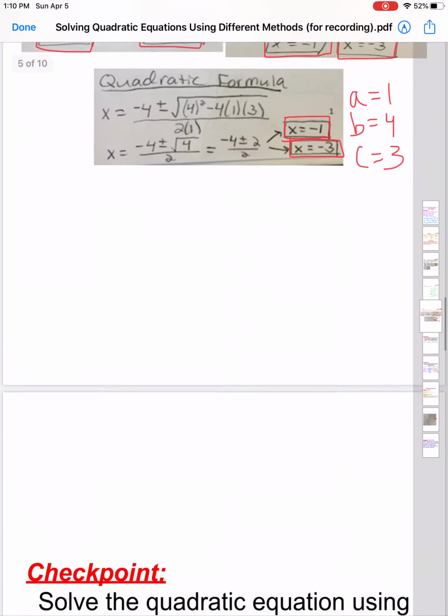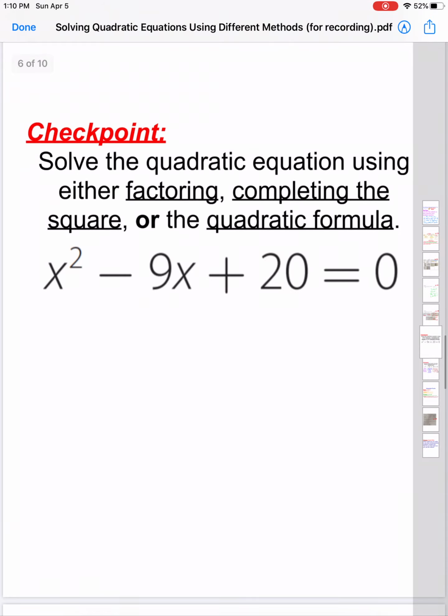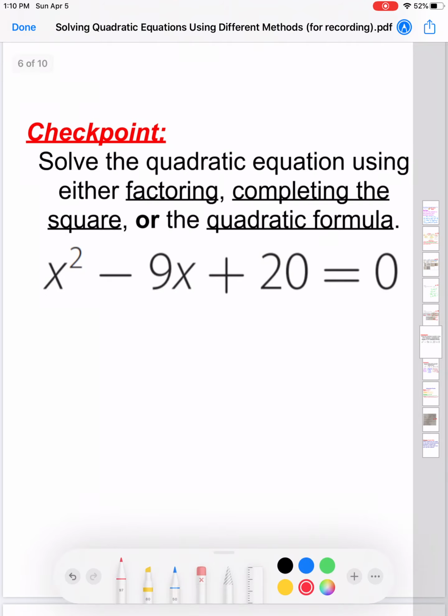At this point, we're ready for our checkpoint question. So this question says that you're given x squared minus 9x plus 20. You are going to choose this time only one method. We gave you the choices here. You can either choose factoring, you can choose completing the square, or you can choose the quadratic formula. Please just pick one of those methods, solve this equation, and then come back and check your work.